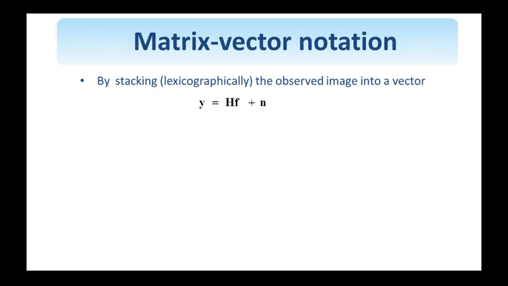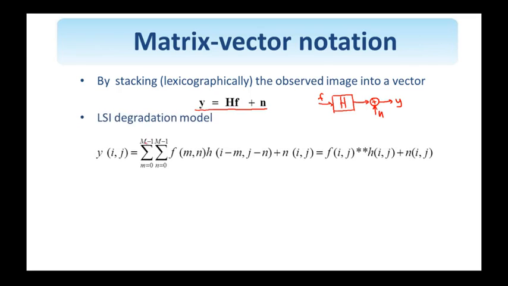Based on what we have discussed so far, if I have a linear system H that accepts F as its input, and then noise is added at its output to form the observation Y, I can represent this system in the matrix-vector form as shown here by stacking, lexicographically more specifically, the images into vectors. Now, if the system, in addition to being linear, is also spatially invariant, then the input-output relationships of this system are represented by the familiar by now two-dimensional convolution.